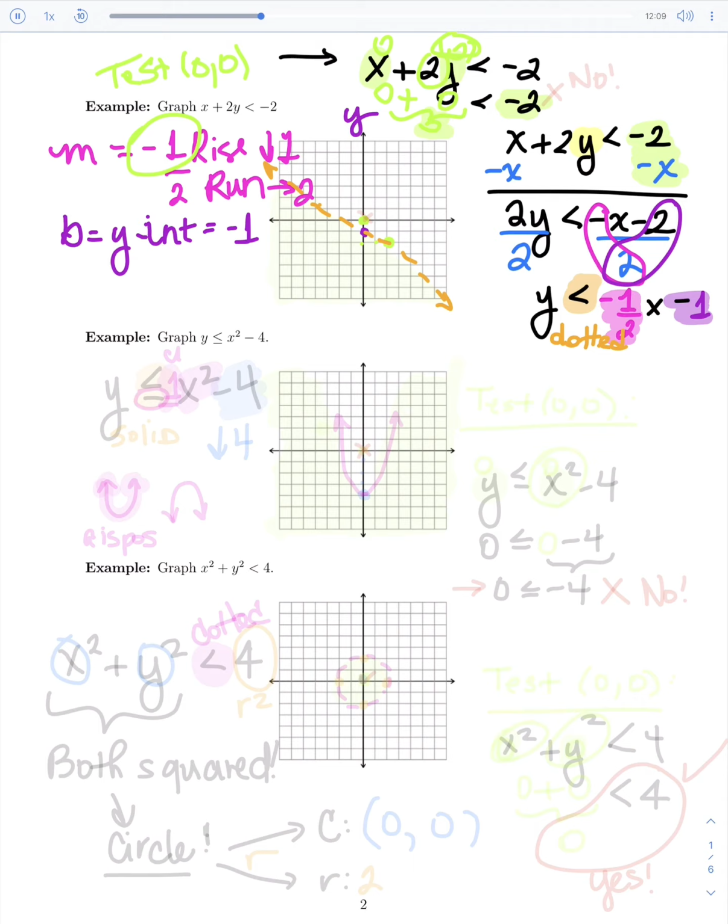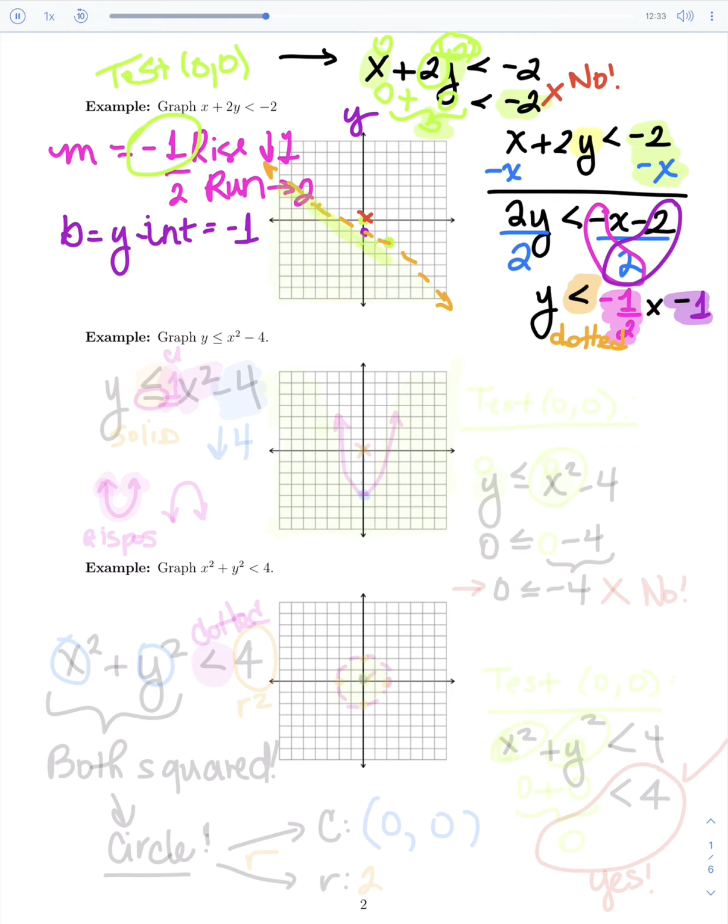And I bet we can all answer that one pretty quickly. The answer is no. 0 is not smaller than negative 2. What does that mean? It means, again, that the point 0, 0 doesn't work. So if the point we tested doesn't work, we don't shade that side of the graph that the point is on. We shade the side of the graph that the point is not on.